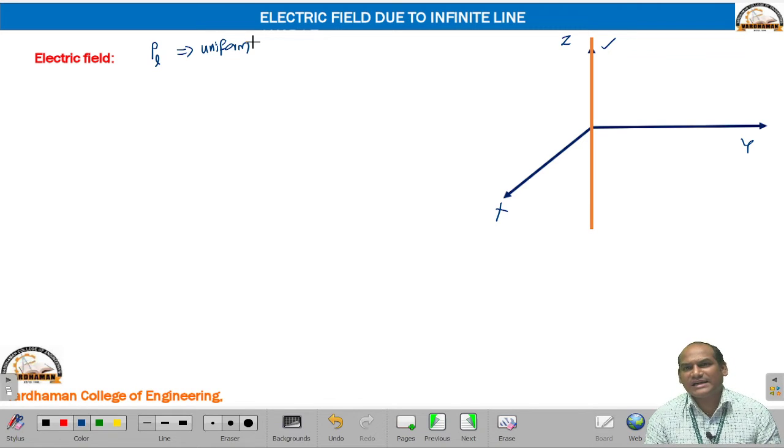Previously we calculated the electric field at a certain point or position in space due to a point charge. Now again, the same thing: we have to calculate the electric field at some position due to this infinite line charge. We assume our observation point, that means where we are finding the electric field, is on the xy plane, and we will solve this one in cylindrical coordinates.